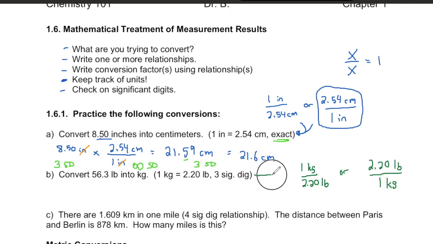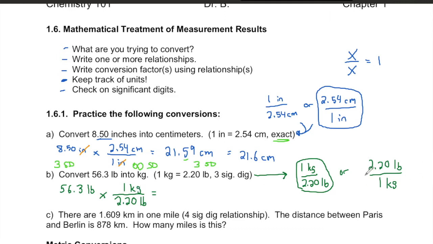All right, so I've turned this relationship for this next problem into two possible conversion factors. We want to convert 56.3 pounds without changing the amount that we have. We just want to talk about it in kilograms. In this case, the left side one would be more useful because the pounds will cancel. This is why it's helpful to have the units next to the numbers in the problem.